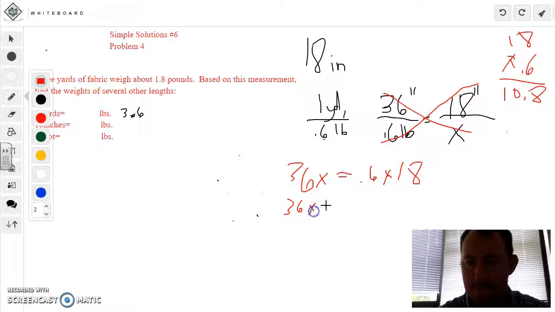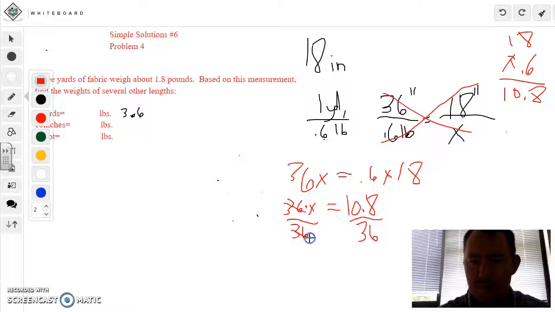Then I've got 36x equals 10 and 8/10. Now, again, multiplication in between the variable and 36. So I know the opposite operation is division. Divide both sides by 36. Okay, I can do that. And then I know that 36 over 36 equals 1, and 1 times x is x.